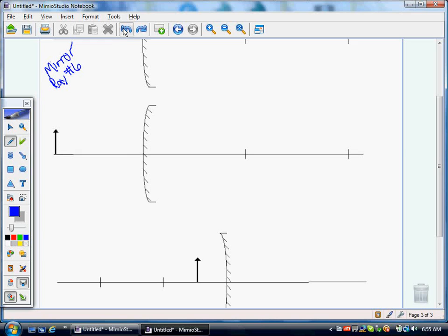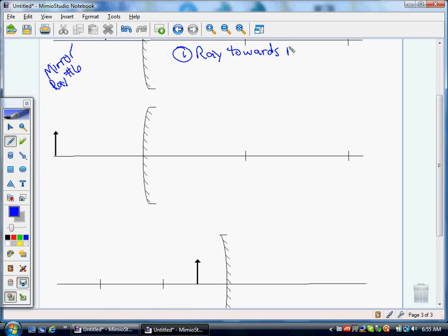Now for this, much like we had for the concave mirrors, we have 3 principal rays. The first ray that we're going to use is a ray that looks like it goes through the focus. So: ray towards focus, reflects parallel to principal axis.